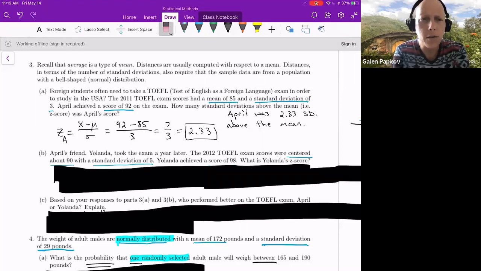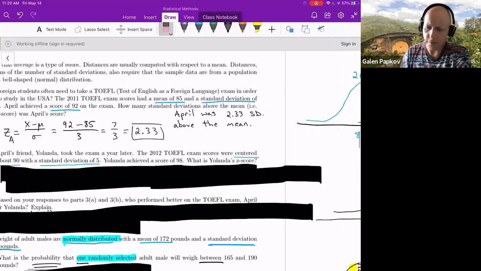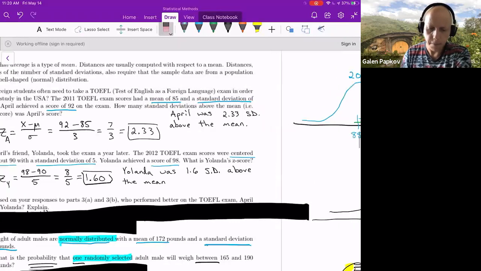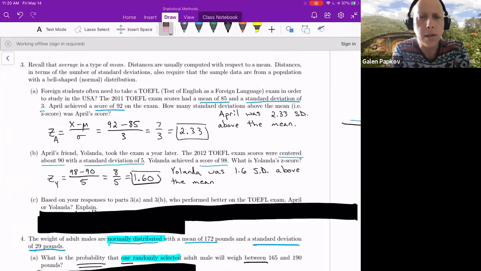But then you have this other student, a friend of hers, Yolanda, that took the exam in 2012 instead. And she did well. She got a 98, but the average on that test was a 90 with a standard deviation of 5. And so what was her z-score? Well, 98 minus 90 is 8. Divide that by 5, you got 8 over 5, and that is 1.6, I believe. So that means that Yolanda was 1.6 standard deviations above the mean.